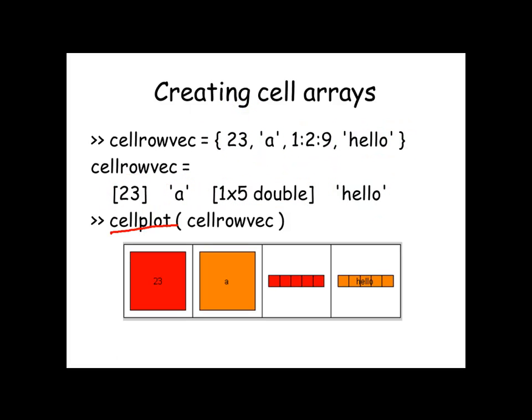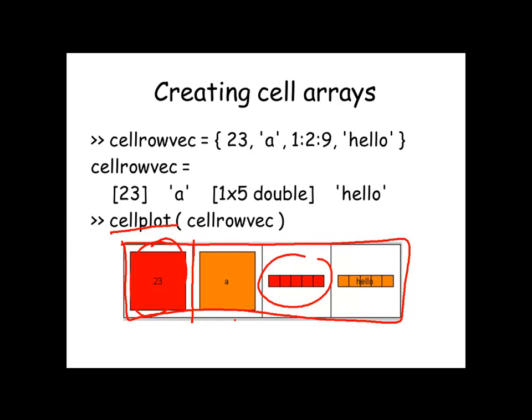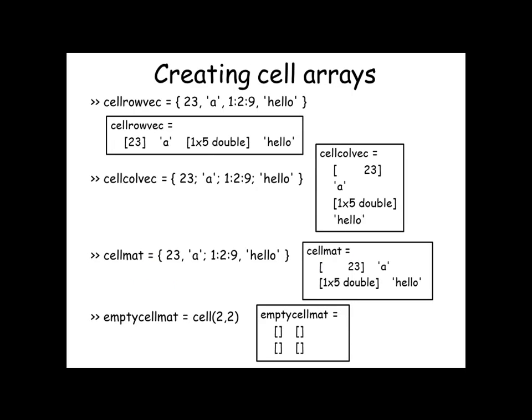You can use the cellplot function to display a graphical view of the cell array. Here the outermost box represents your cell array, and the contents of this cell array contains the individual elements, and these are single scalar values, vectors, or matrices. Let's see more examples of cell arrays.